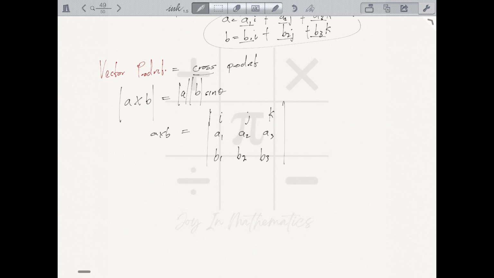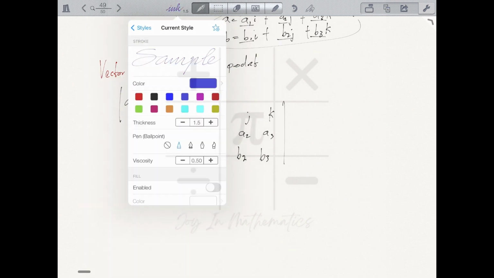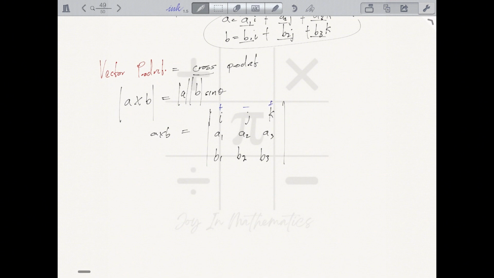You can refer to our lesson video on matrices, where we dealt with the determinants of a 3 by 3 matrix. We understand that we will have positive, negative, positive, and we are simplifying using the first row. So we will have positive i. We reduce the 3 by 3 matrix to a 2 by 2 matrix by crossing out the row and the column, and we are left with A2, A3, B2, B3.